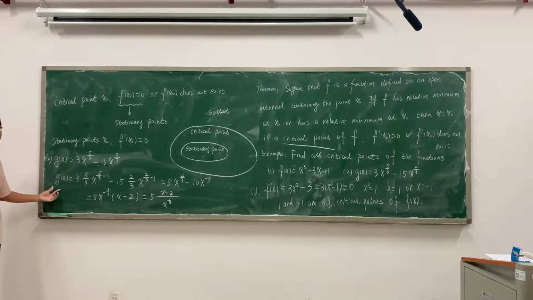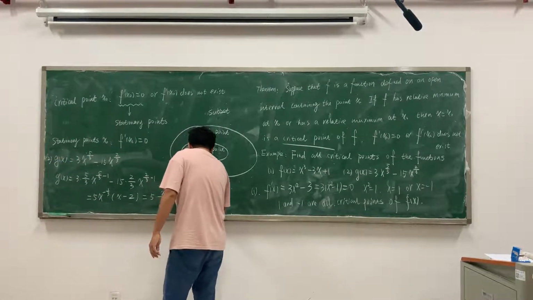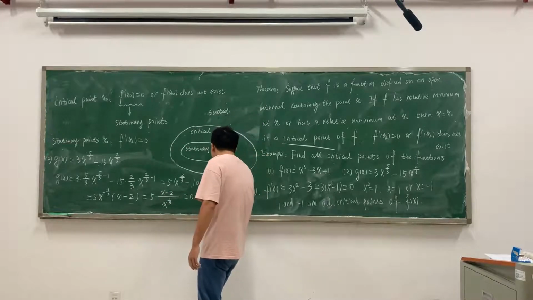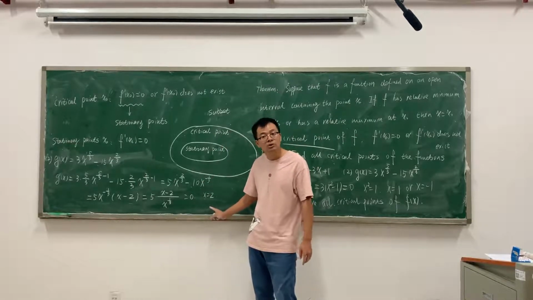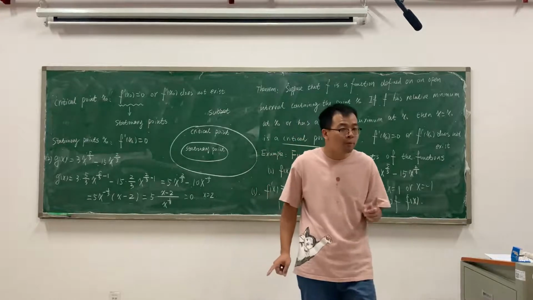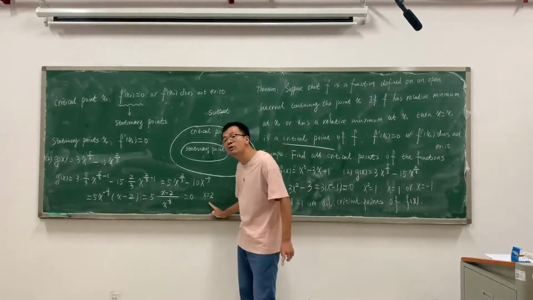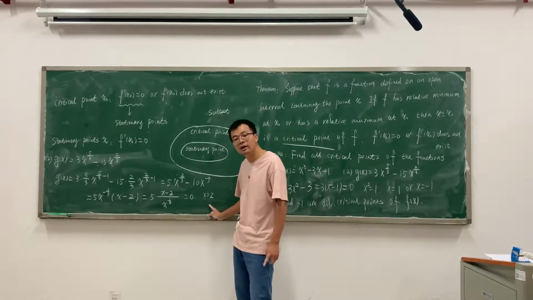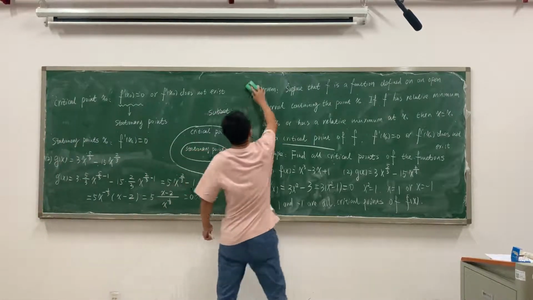So first we let it equal to 0, and we can find x equal to 2. So this point, 2, is a critical point. It's also a stationary point, because at this point the derivative equals 0. So here it means what?